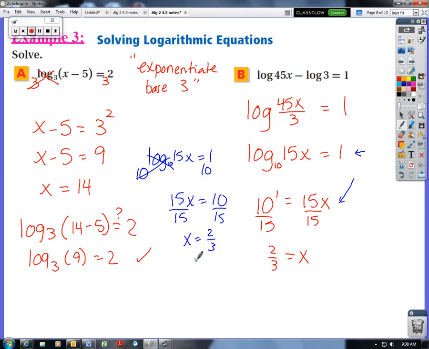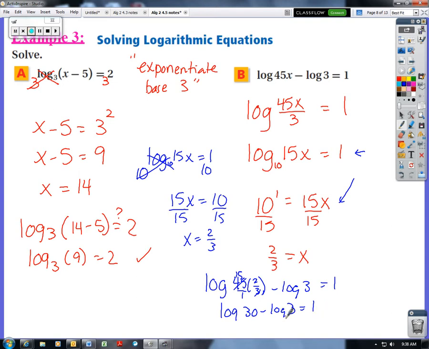We do have to check, super important, because you'll see on some of these. So I'm plugging the 2/3 back into the original one. That's log of 45 times 2/3 minus log 3. We can simplify this because 3 will go into 45 15 times. 15 times 2 is 30. The checking is almost taking as long as figuring out the problem.